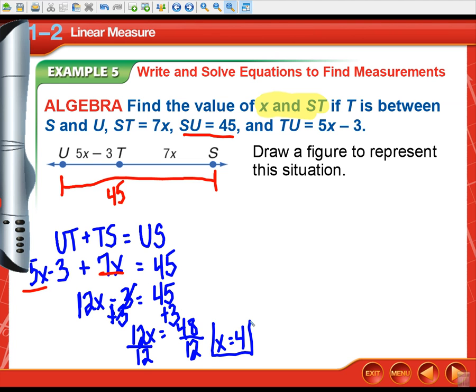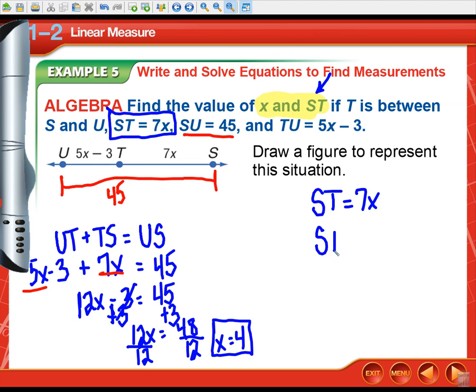Okay. Now, we're not done yet. We highlighted up here. We also have to find ST. So we're going to have to plug x back in for ST. And we know that ST is equal to 7x. And if you're wondering where I found that, it's right here. Okay, ST is equal to 7x.